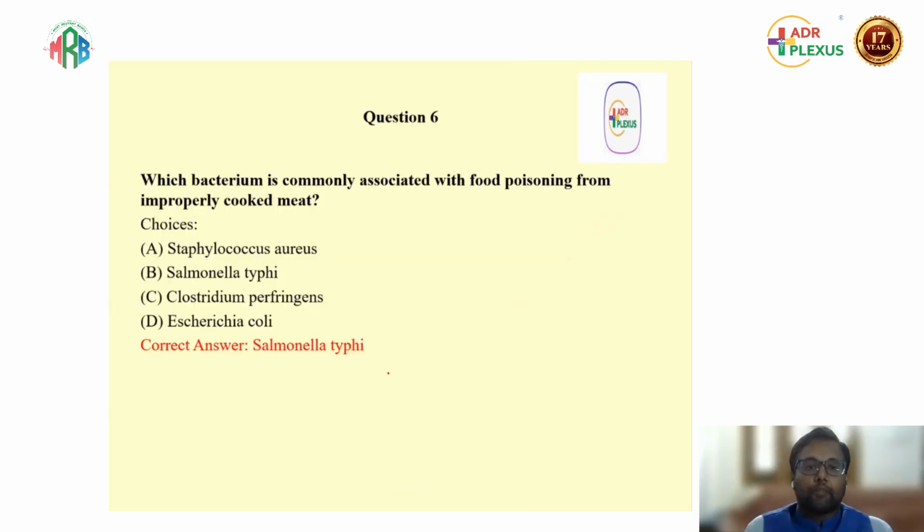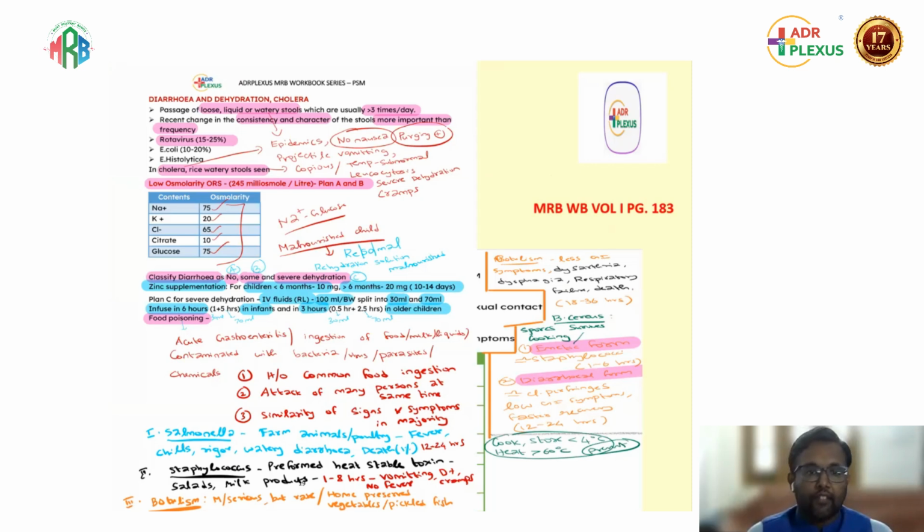Next. Which bacterium is commonly associated with food poisoning from improperly cooked meat? So it's actually Salmonella typhimurium. So this is mainly concerned with food poisoning from improperly cooked meat. See, we discussed everything about Salmonella typhimurium in the MRB workbook, volume 1, page 183.